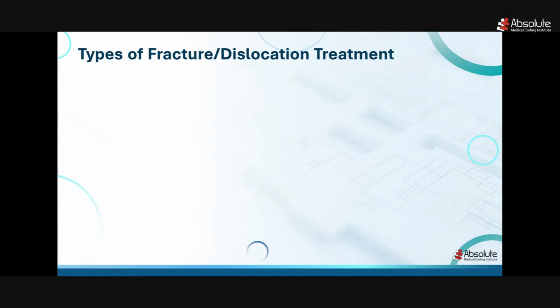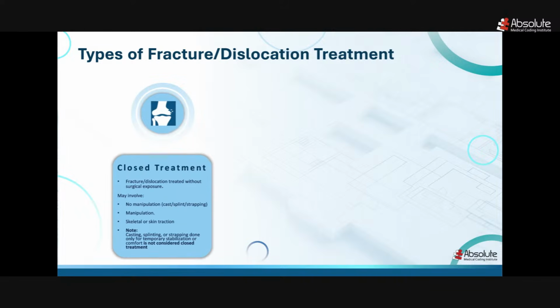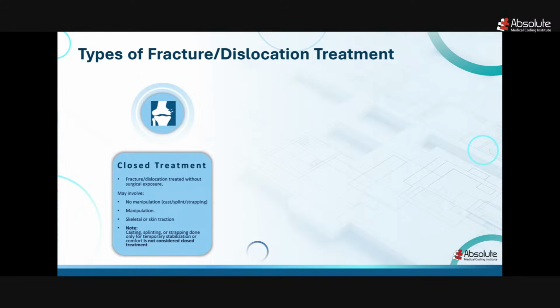Now let's talk about types of fracture or dislocation treatments, starting with closed treatment. Now, a closed treatment means the fracture or dislocation is treated without surgically opening the site. That means there is no surgical exposure at all. And it may involve no manipulation, that means just a cast or a splint or a strapping to hold the bones in place, or with manipulation, which means manually realigning the bones by the provider, or it can include skeletal or skin traction, that is using a force to maintain proper alignment.